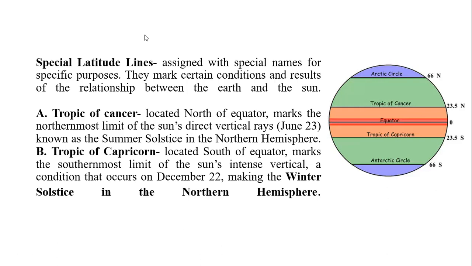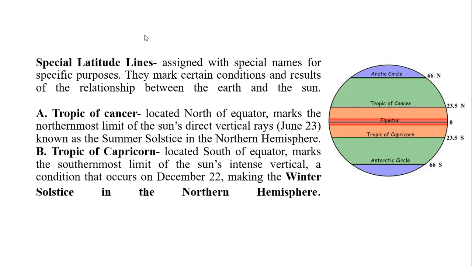Next, we have the Tropic of Capricorn. It is located south of the equator and marks the southernmost limit of the sun's intense vertical rays, a condition that occurs on December 22, marking the winter solstice in the northern hemisphere. The parallel also makes up the southern border of the tropic areas.